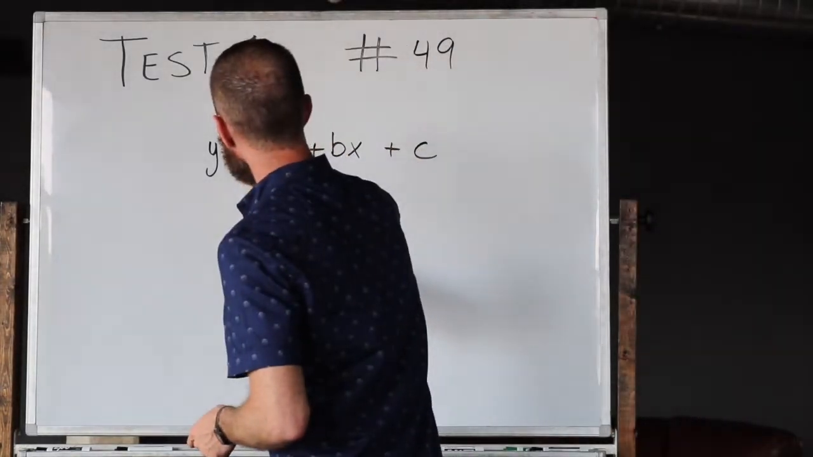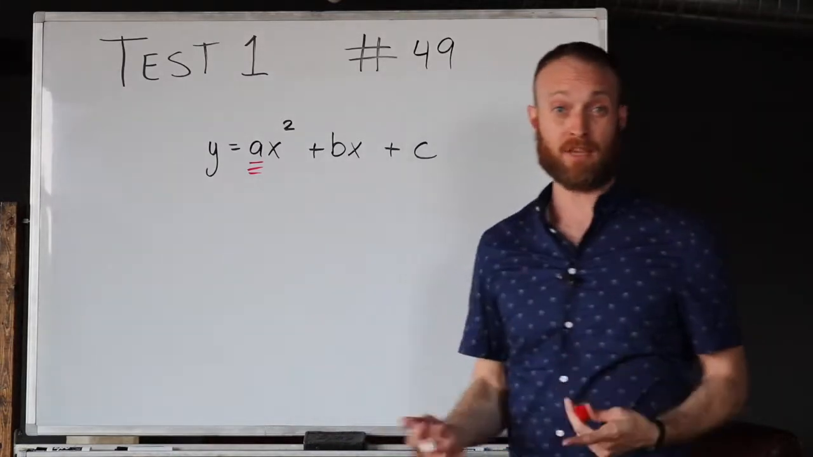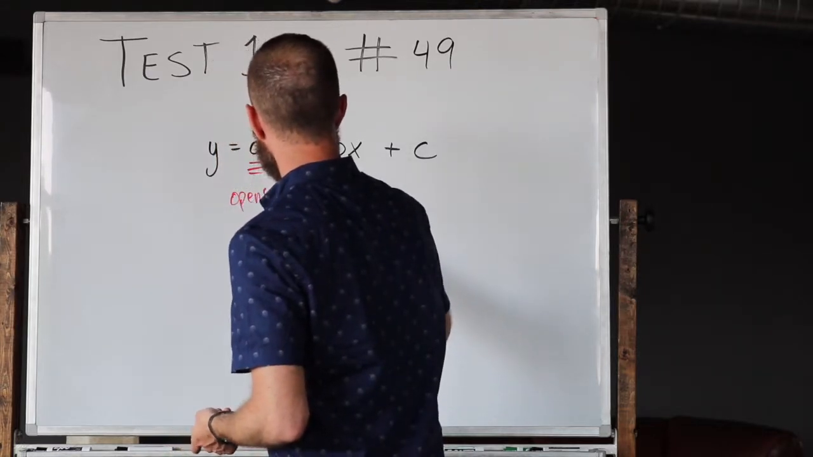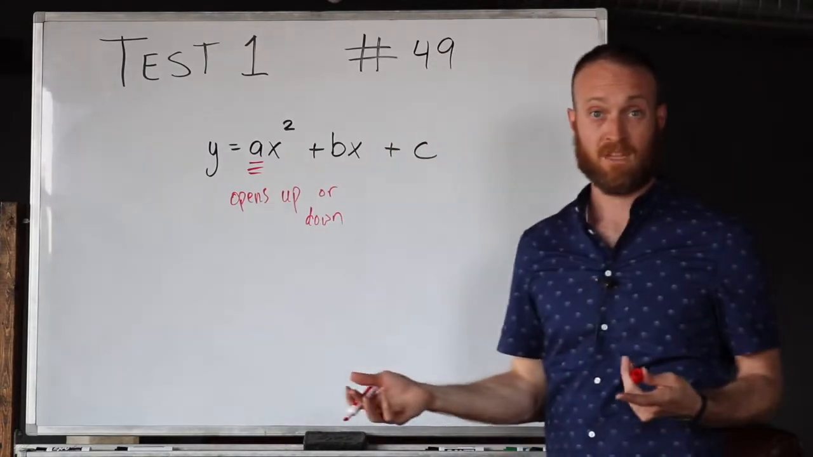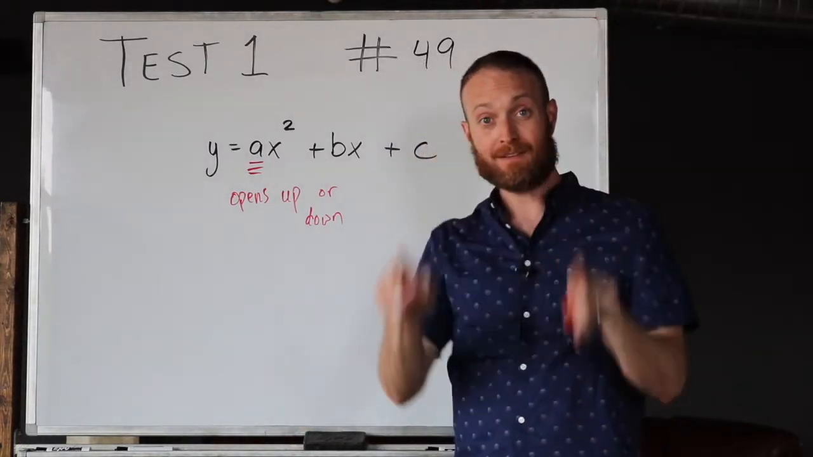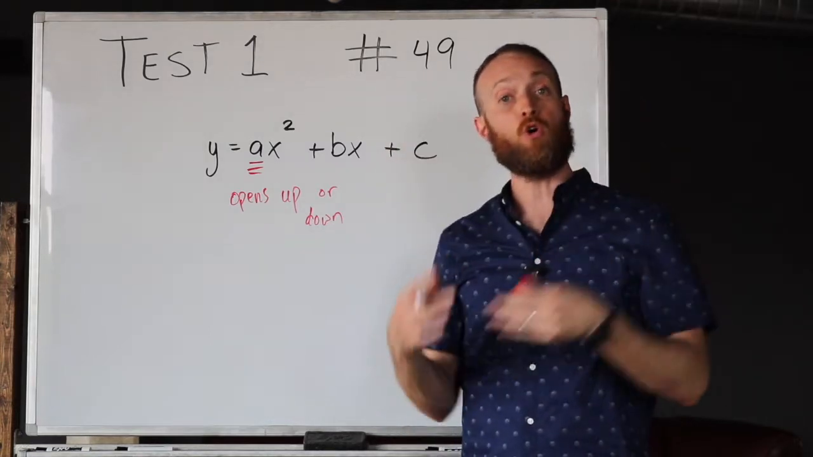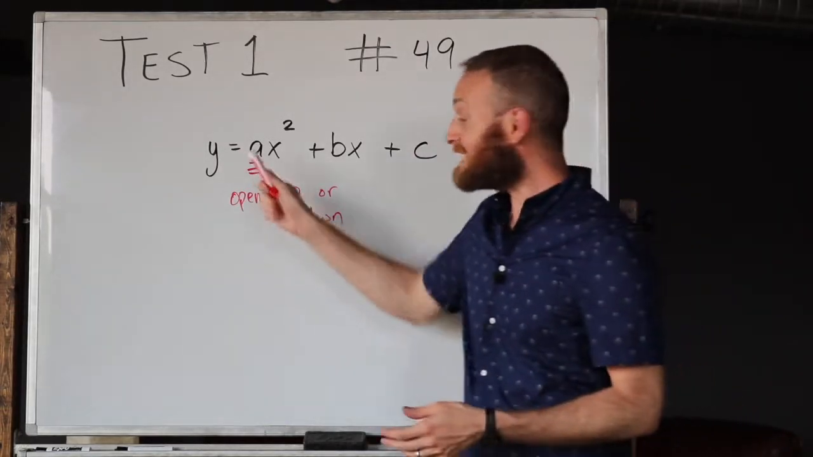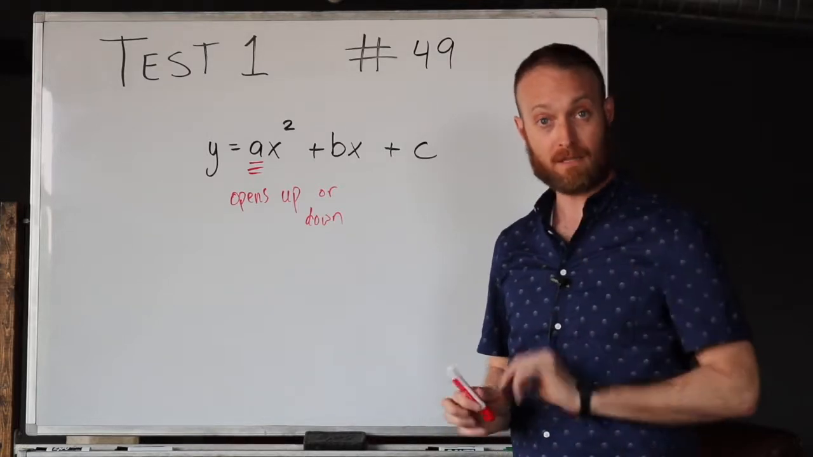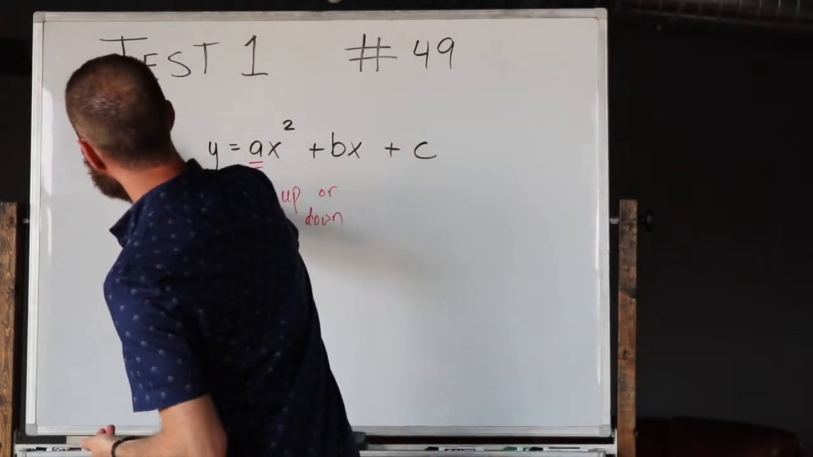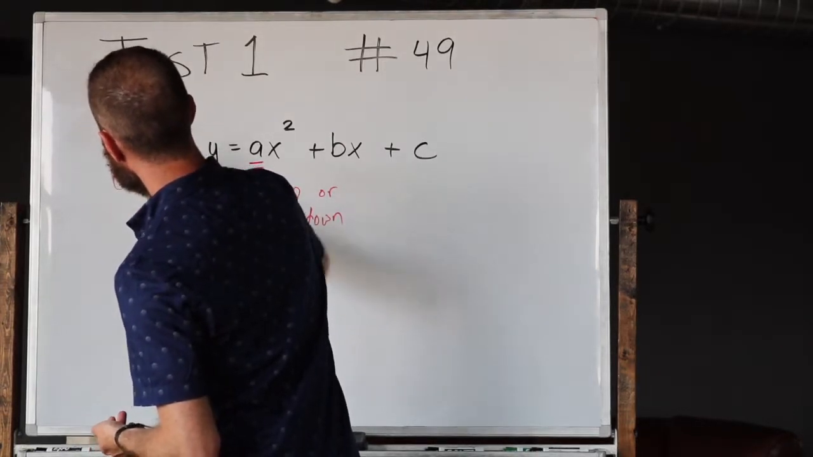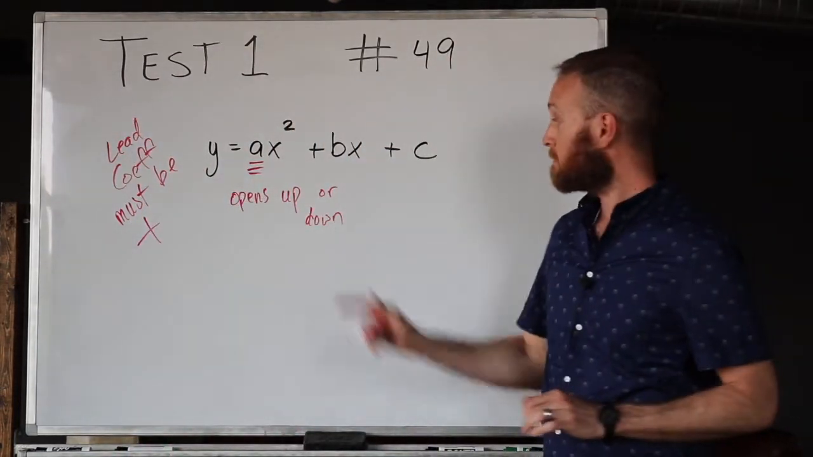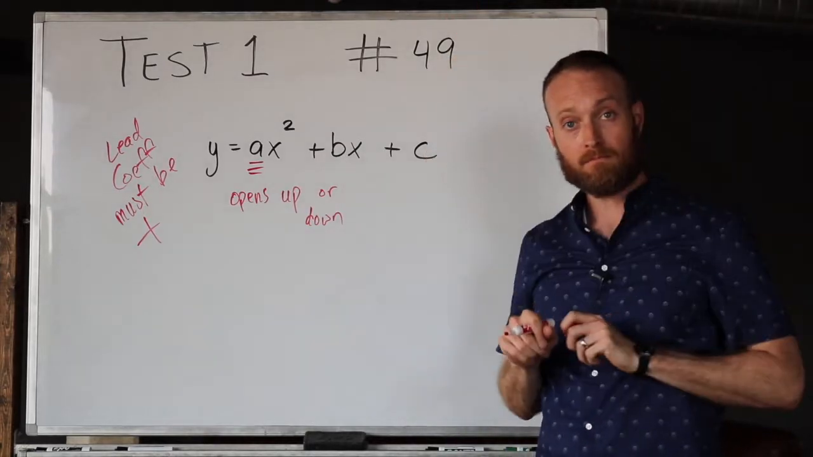So this number right here, the a, impacts a couple things. All right? It impacts whether the parabola opens up or down. If a is negative, the parabola will open down. If a is positive, the parabola will open up. So the cool thing is, if you look at the graphs on this problem, you know that no matter what, the leading coefficient must be positive because the graphs open up, okay?